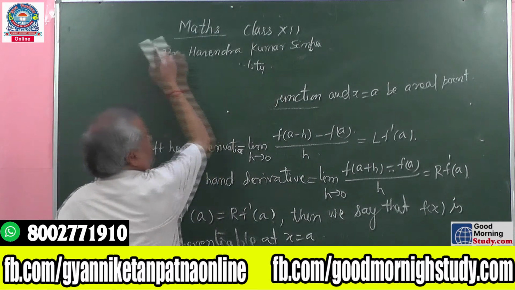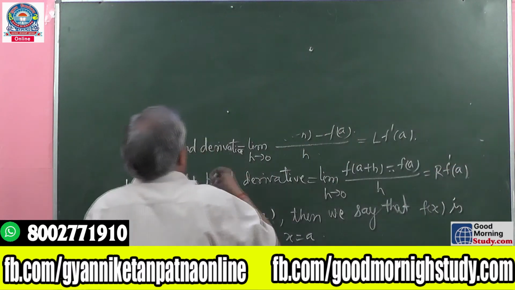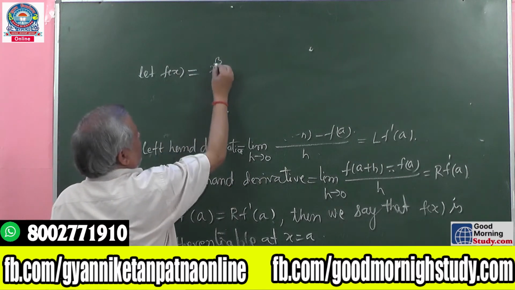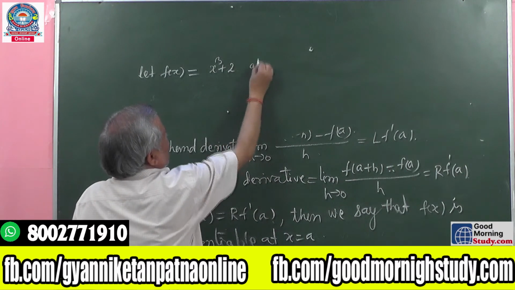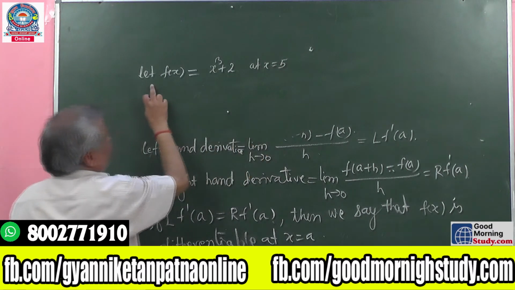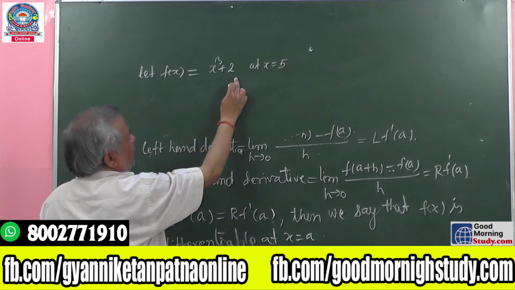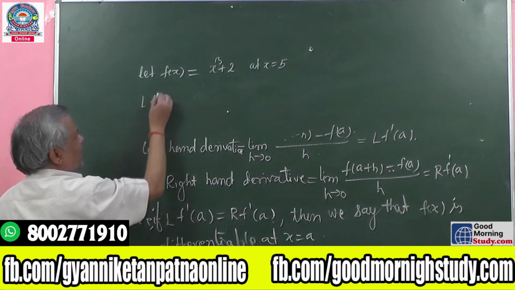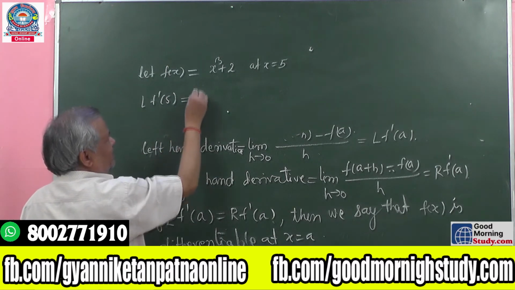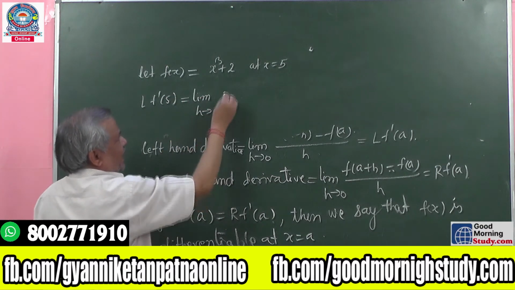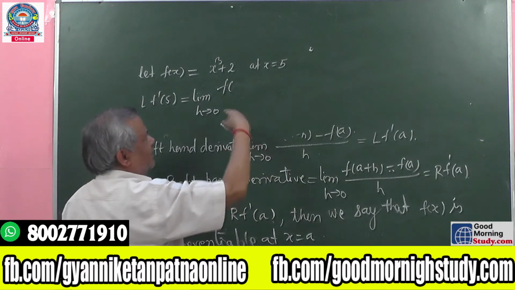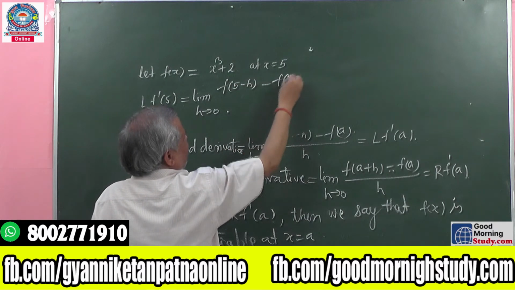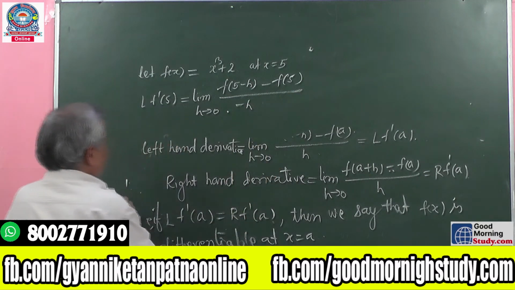So let us take an example. Let f(x) be a real function defined by x cube plus 2, at x = 5. I have to look into the differentiability of this function at x = 5. I shall first find out Lf'(5), the left-hand derivative: limit h tends to 0, f(a - h) - f(a) divided by -h, where the value of a will be 5 here.